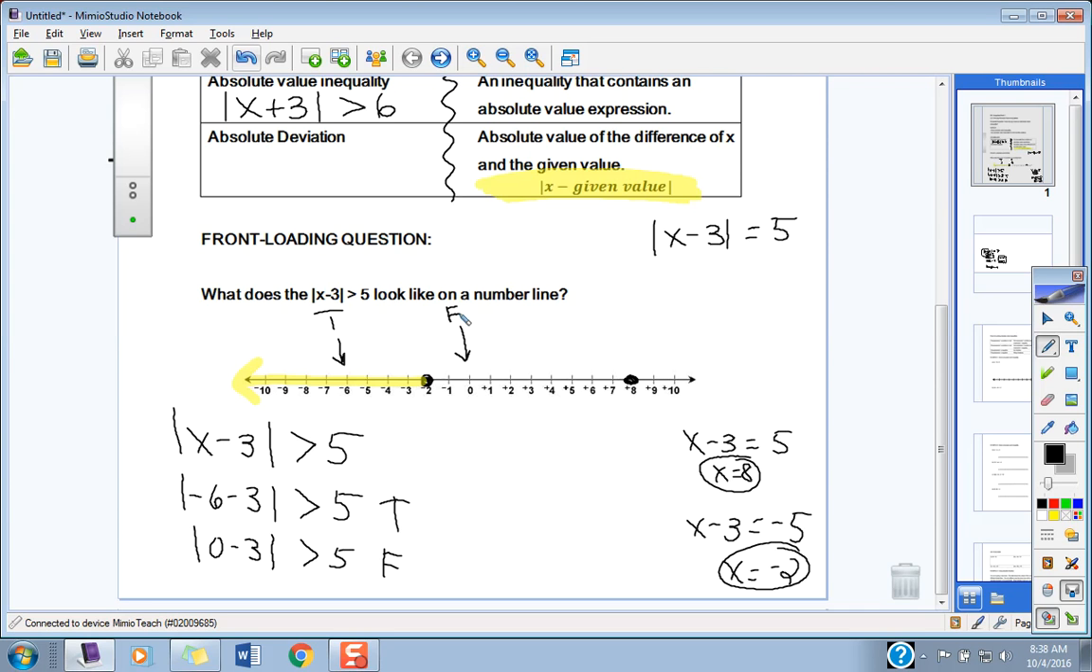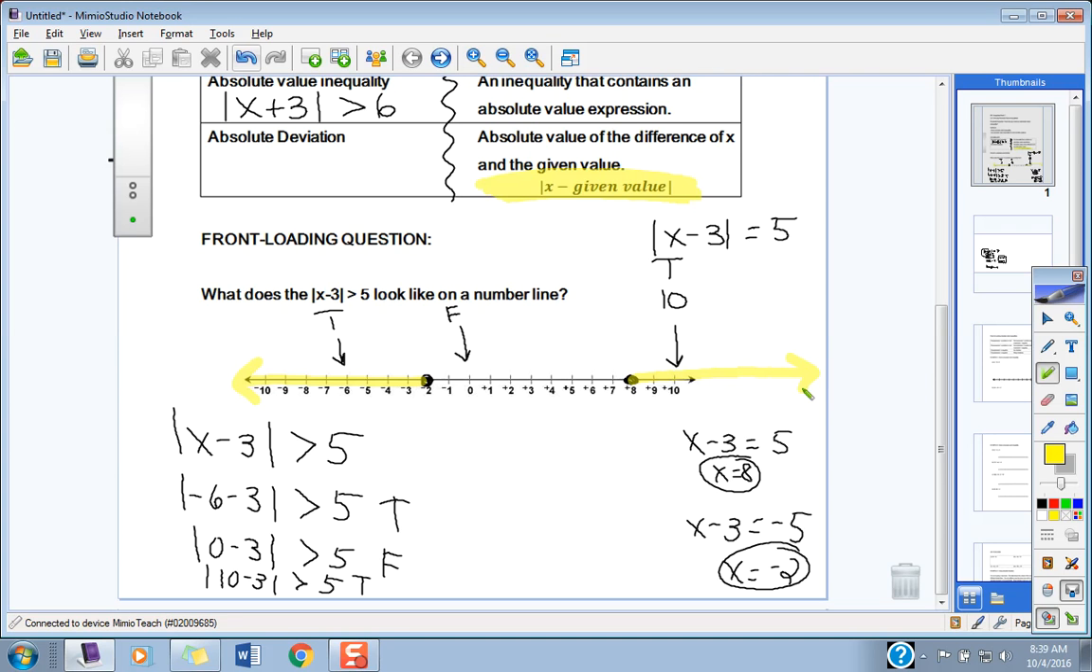Wouldn't. Okay. So the last thing I'm going to do is check something to the right of this. Say check 10. So we throw in 10. Guys, is the absolute value of 10 minus 3 greater than 5? It is, isn't it? This turns out to be true. So this 10 is a true. And what this is going to imply is that we would shade everything to the right of 8.